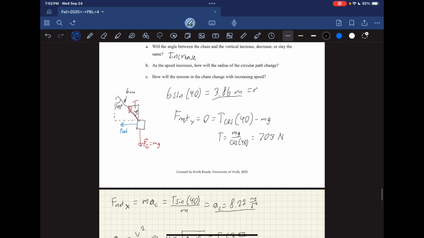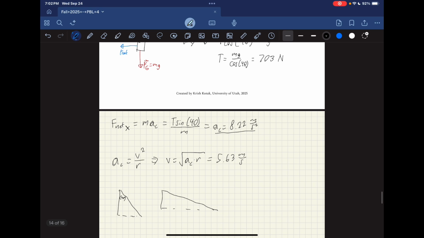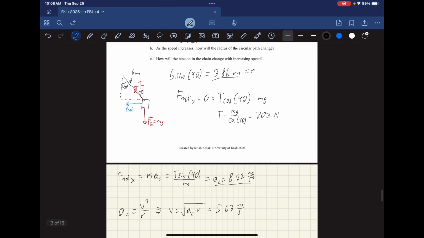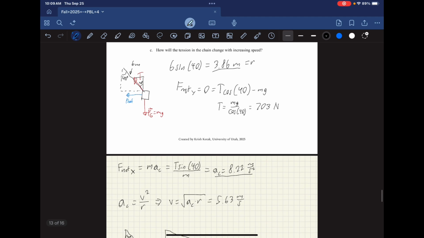And then finally, how will the tension in the chain change with increasing speed? The last question here asks, how will the tension in the chain change with increasing speed? And as you may have already guessed, similar to A and B, the tension will also increase.